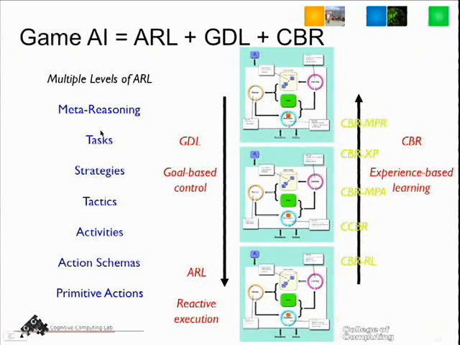Down at the bottom, we have this reactive execution, where you're trying to execute based on the knowledge you have, never quite sure what the world's going to throw back at you. And that's where the asynchronous reasoning and learning comes in. Case-based reasoning is a bottom-up process, where as you get experience at each level, the level above it can aggregate over those experiences and learn cases that then tell it how to behave next time.